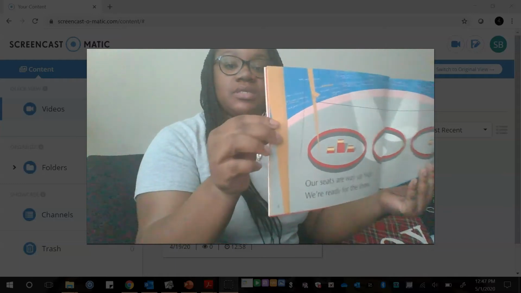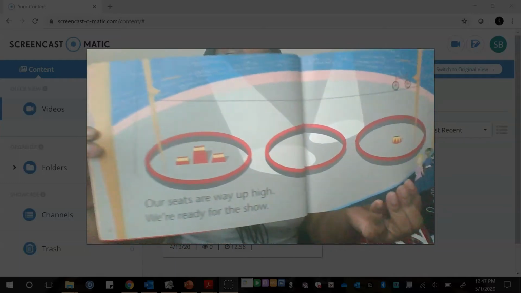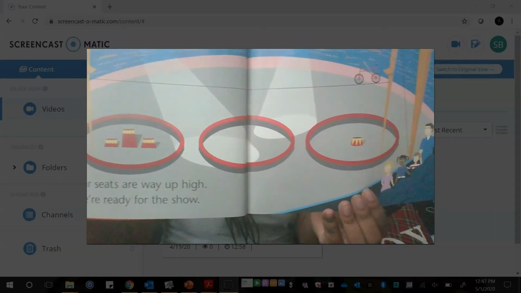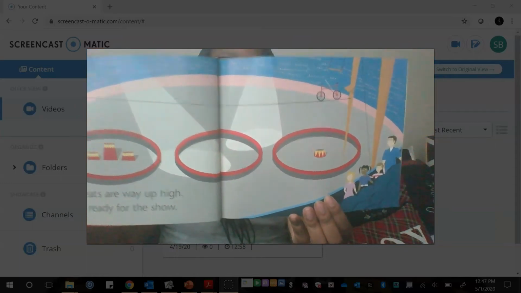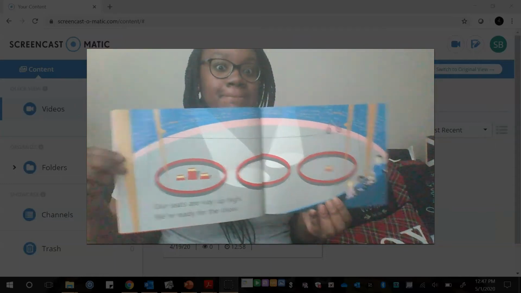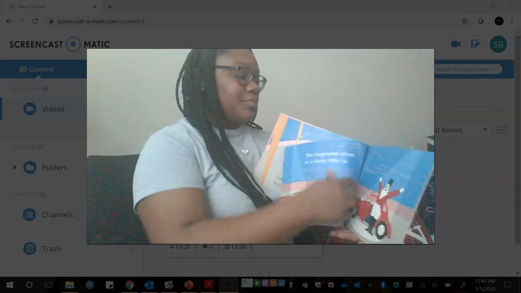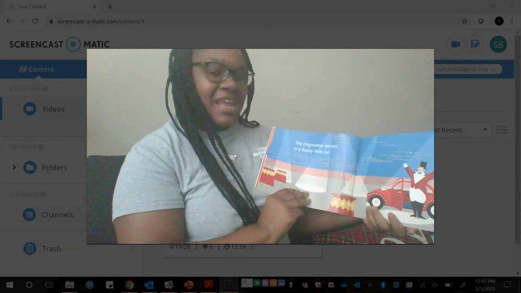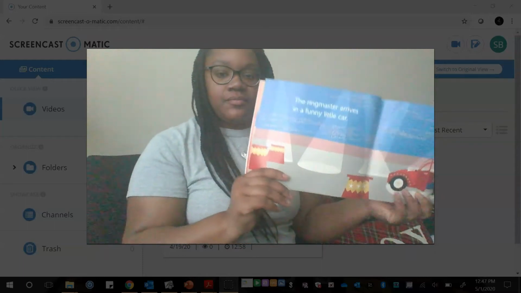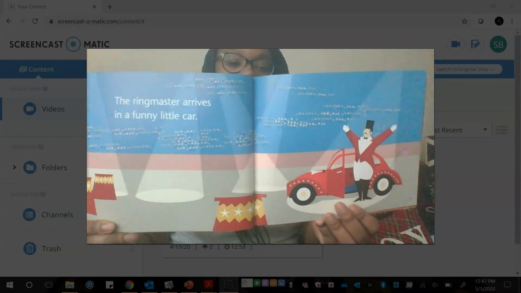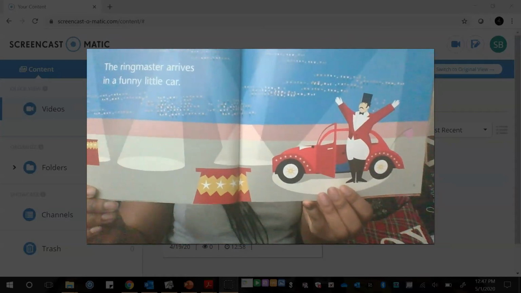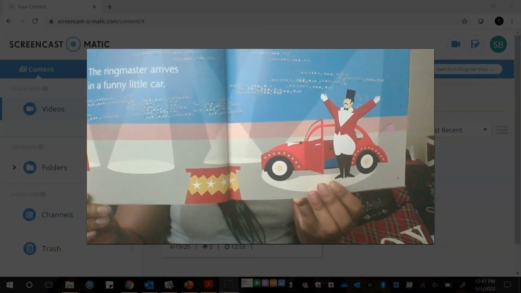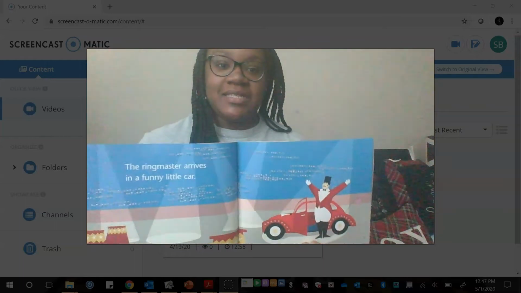So, what do you see in these pictures? What do you see? I see some shapes already. Hmm. The ringmaster arrives in a funny little car. What color is that car? I think the car is red. That is a funny little car.